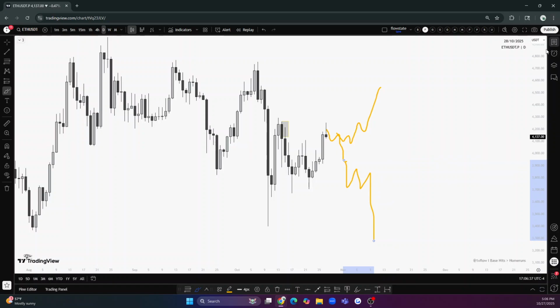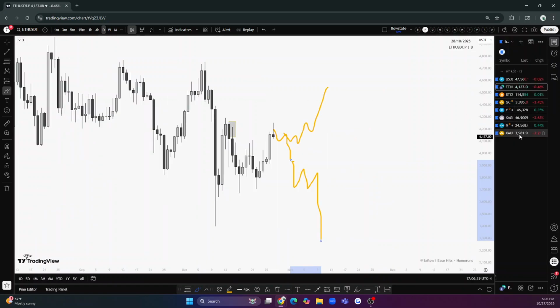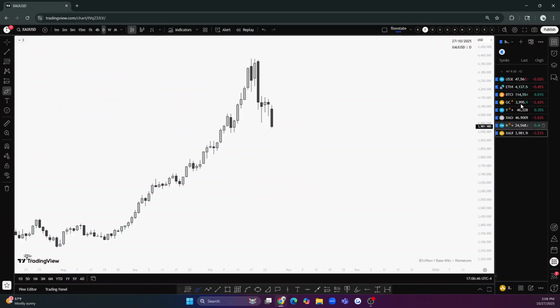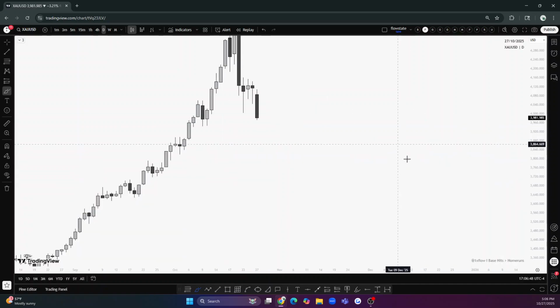Let's go ahead and move into our last one, which is going to be gold. We will be trading that tomorrow, and then we'll be trading US 30 or Dow Jones coming into Thursday and Friday. So XAU USD, let's go ahead and take a look here.